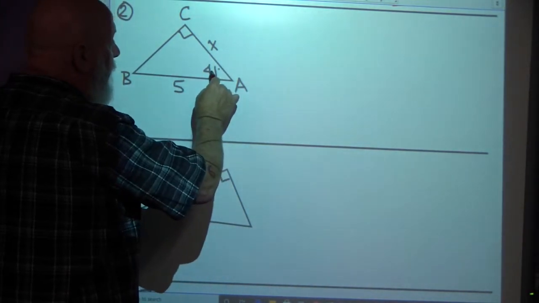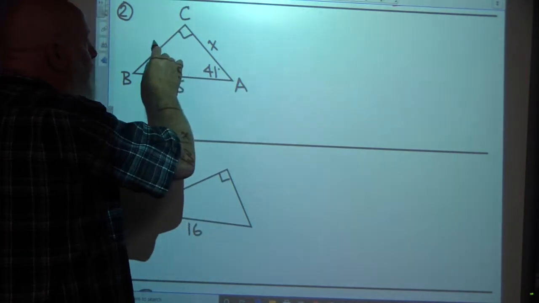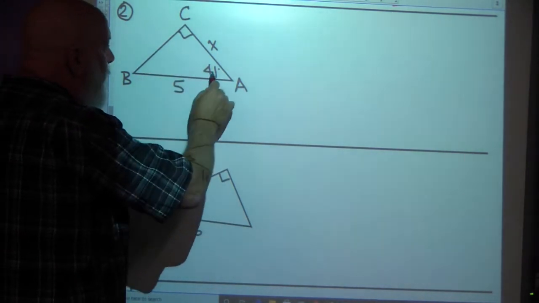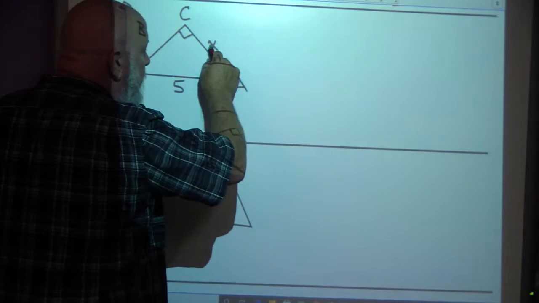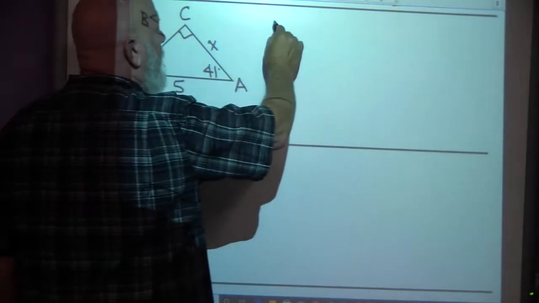So I'm going to say, well, the sine function wouldn't work. It involves this side and the hypotenuse. Cosine, however, would be adjacent over hypotenuse, so that's the trig function I'm going to use.